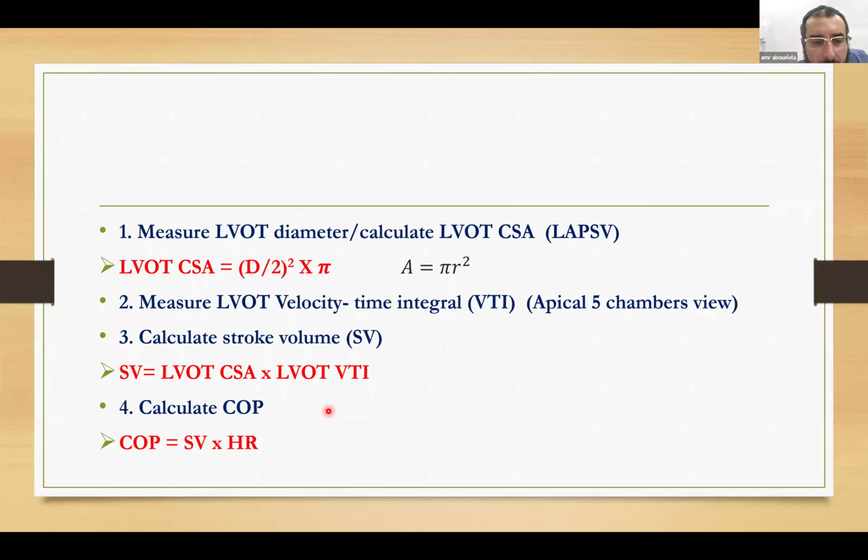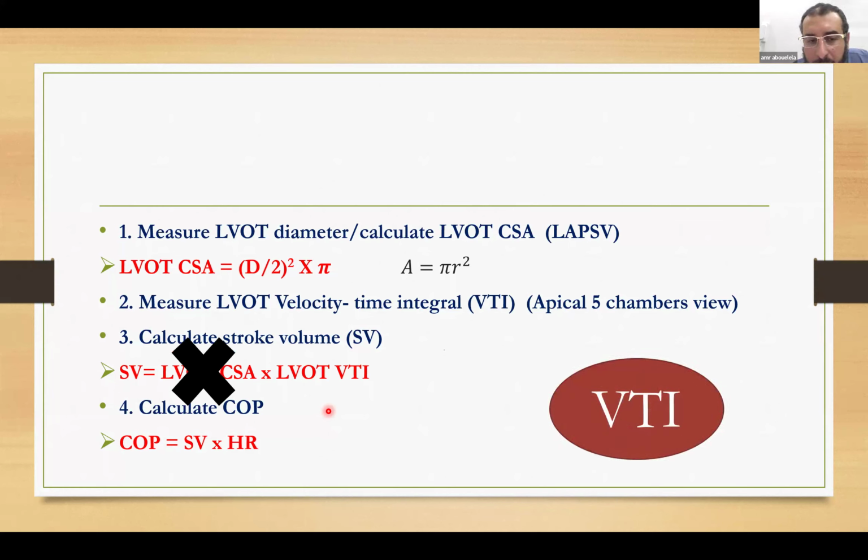Oh, actually, the VTI is a variable part of the equation, because the cross-sectional area of the heart will not be changed. The diameter of the heart will not be changed. But what will change if you are giving the patient any intervention, giving fluid or giving inotropes, is that the cardiac output will increase by increasing the velocity, the VTI, because the diameter will never change. So the VTI is actually what we need to measure in real practice.